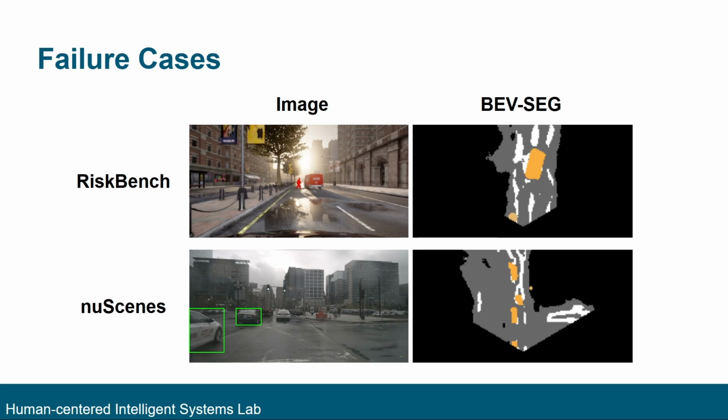In the first example in RiskBench, the pedestrian was too small for the perception model to detect, leading to a missed recognition. In the second example in NewScenes, the absence of road lines at the intersection caused the model to generate a false positive due to the lack of clear road affordance.